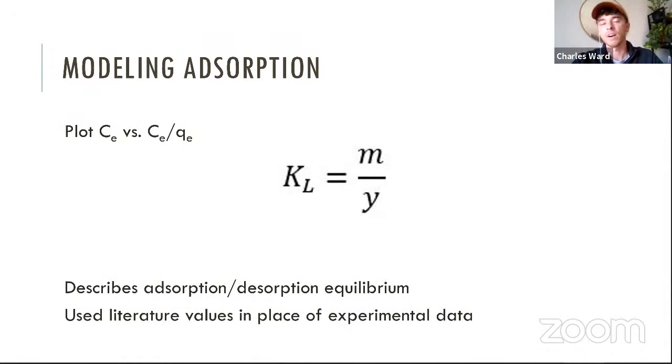Next, I had to find a way to approximate this KL value because both CE and QE are experimental values, and KL is based off of those. How you would find it is plotting CE versus CE over QE. Take the slope divided by the intercept, and that is your equilibrium constant, and describes that adsorption desorption process. I use literature values in place of experimental data because I don't have this data. So yeah, I used those approximations to set this up.